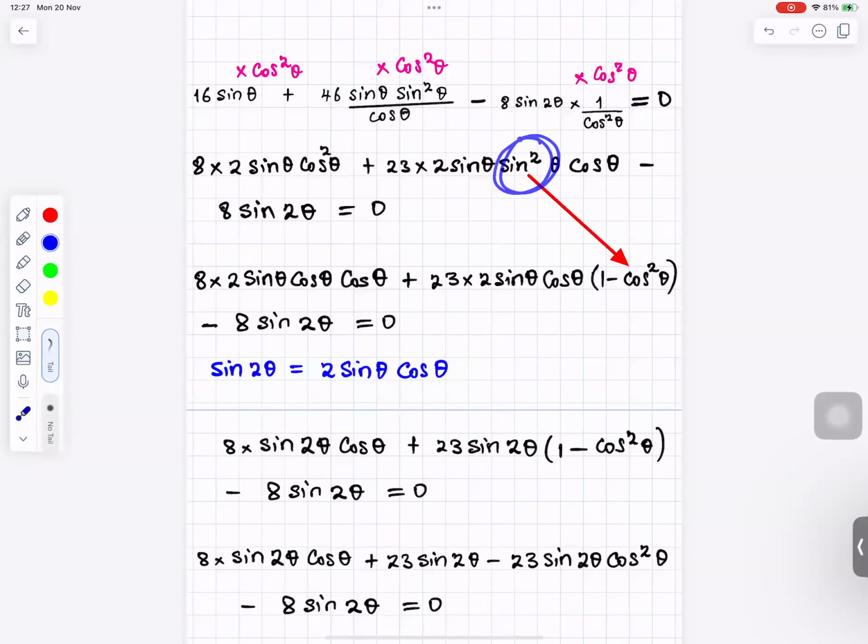We replace the sine squared with 1 minus cos squared. Very important. Replace the sine squared with 1 minus cos squared. And you need to know that sine 2 theta is the same as 2 sine theta cos theta. You need to memorize that. We're going to use that.